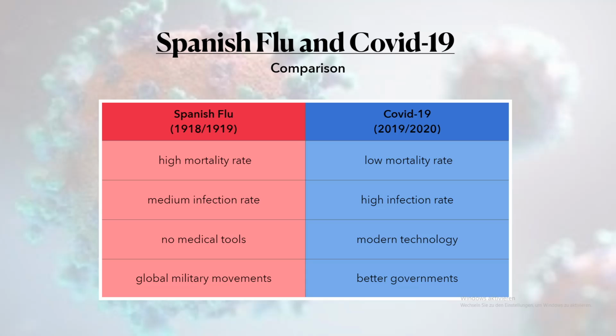Also, war was going on, and soldiers moved to other countries, spreading the disease more and more. Today, borders are closed. There are no flights arriving in countries and no flights taking off. The people stay in their countries. Also, the governments are acting better today than in the past. They warn the people and give measures to decrease the spread.